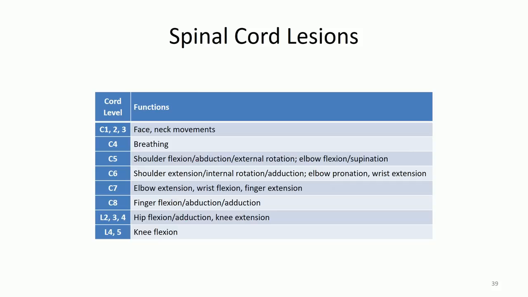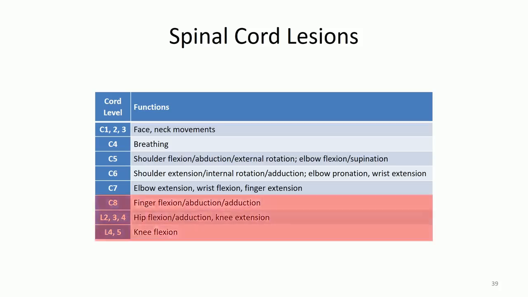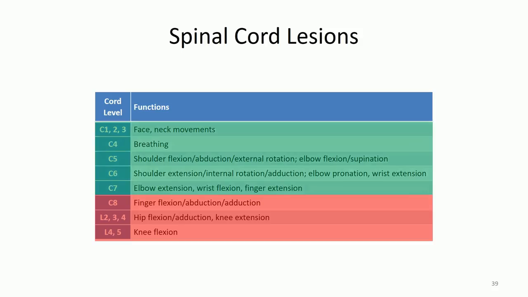Let's say we had a cord lesion at the level of C8. Applying this information to our chart, functions highlighted in red would no longer be possible, while functions highlighted in green would be preserved. This would be a case of incomplete quadriplegia, where general arm movements would be spared, but intrinsic hand function would be lost. These charts can become quite complex.